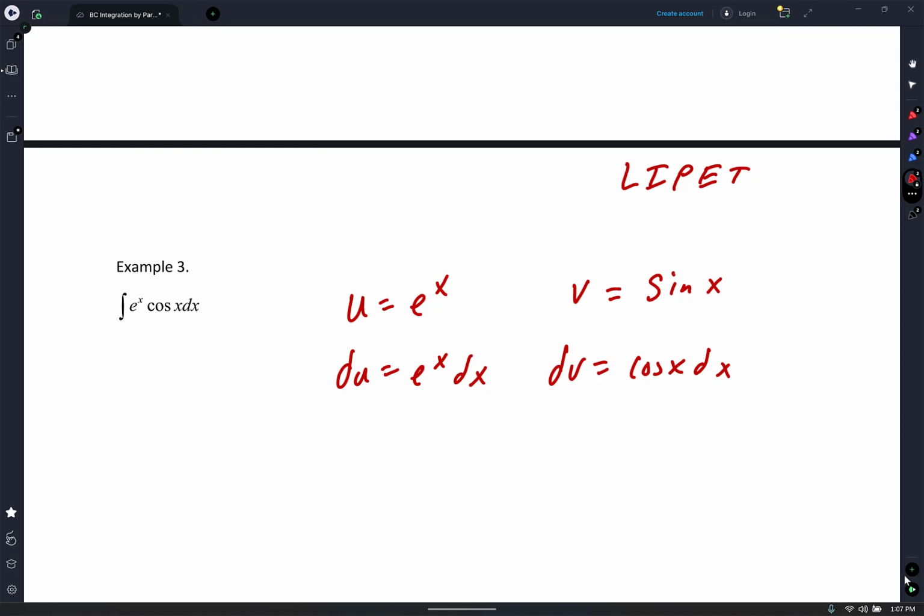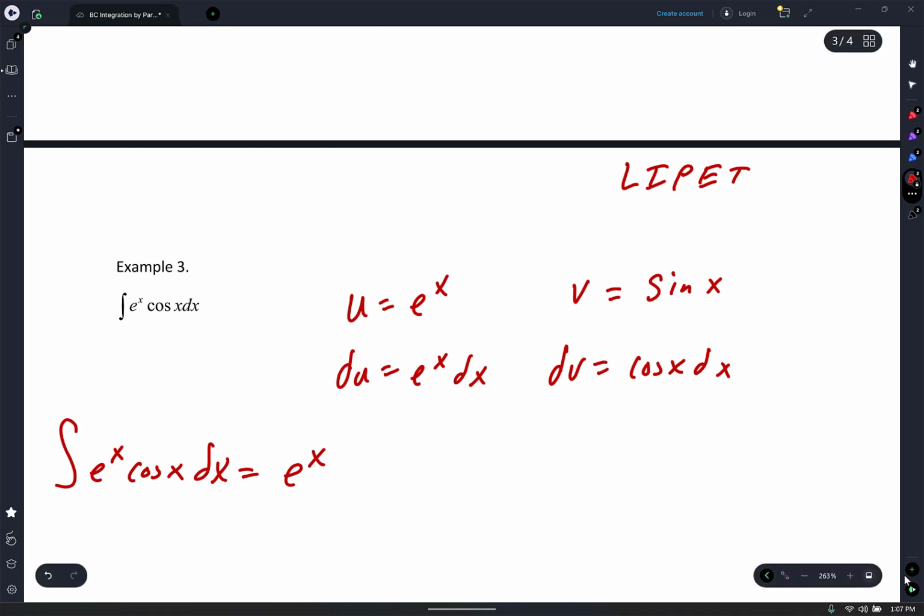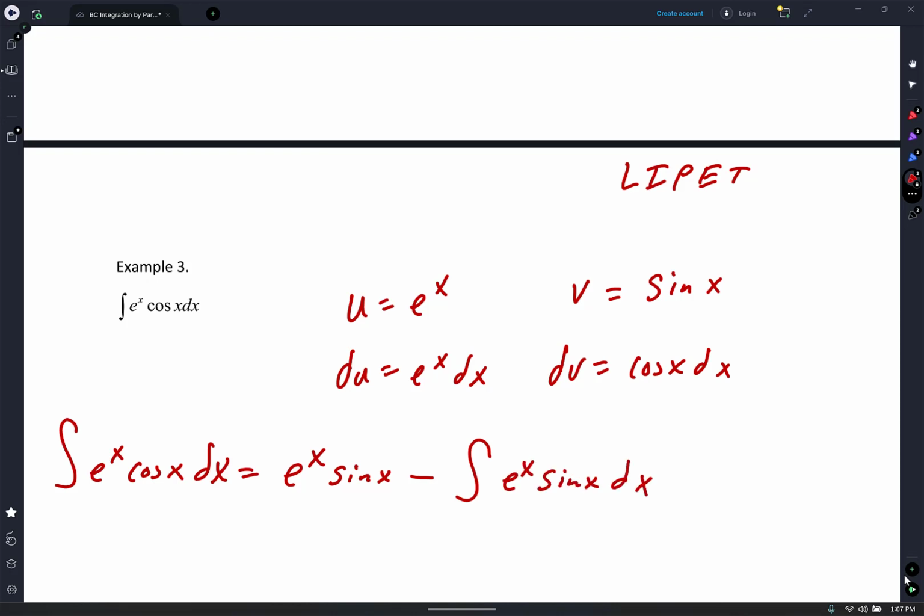I'm going to go slow because this is a little different. The integral of e to the x cosine x dx equals uv, e to the x sine x, minus the integral of v du, so sine x e to the x dx. I'm going to write e to the x first: e to the x sine x dx. Maybe you're realizing something: this looks like it's going to go back and forth, because we had e to the x cosine x, and this is e to the x sine x. But that's okay if it goes back and forth for this one.